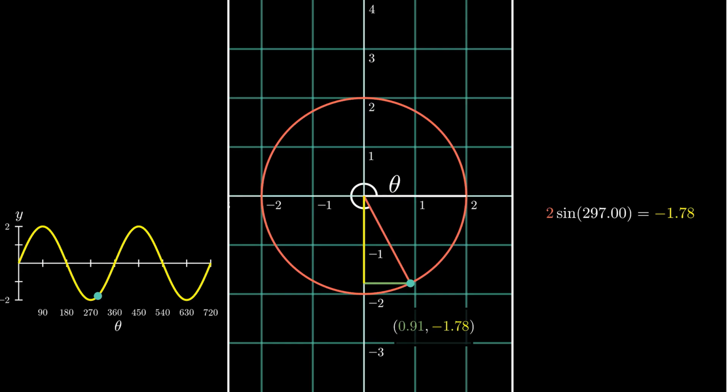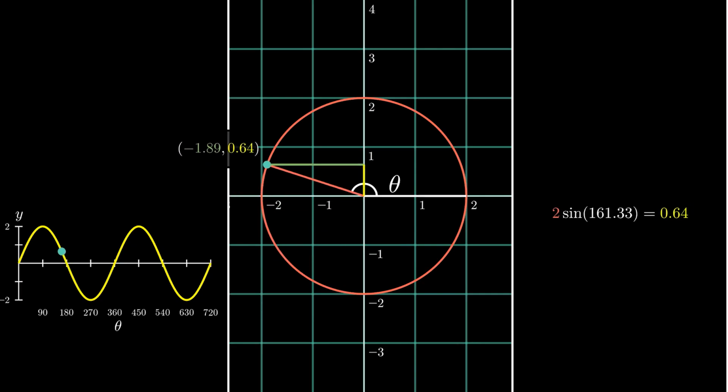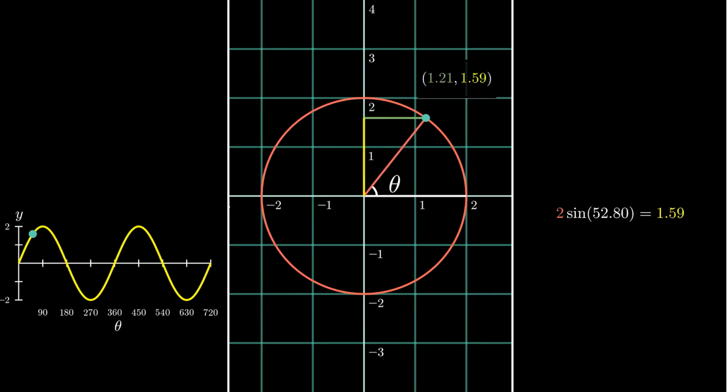I want to again investigate some crucial points on this graph. The first ordered pair I want to investigate is the sine of 0 degrees, which on a circle of radius 2 is the ordered pair 2, 0. As you can see, the shadow has no length along the y-axis. Notice that this is 0 on the graph on the left that's displaying y versus theta.